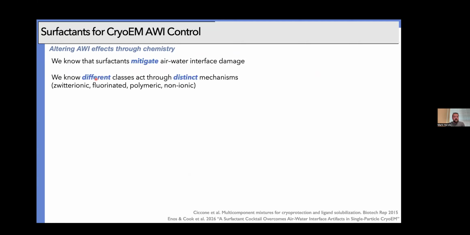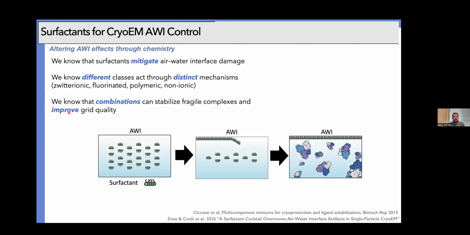We also know that different classes act through different mechanisms. We know that zwitterionic or even fluorinated surfactants act very differently. Fluorinated polymers tend to act as kind of a hydrophobic, non-hydrophobic type chemistry. And so there are also different behaviors expected with this. And then we also know that different combinations can either stabilize fragile complexes and improve grid quality, or they can do the exact opposite, depending on how stable your complex is.